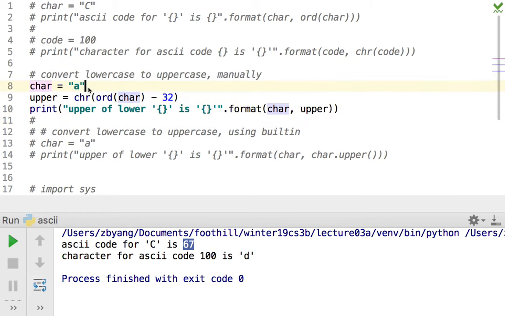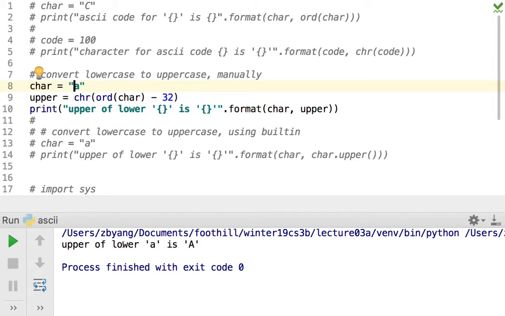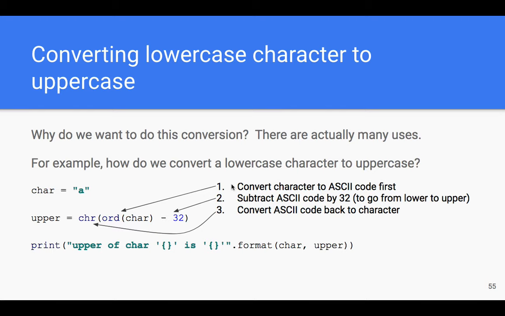Okay, so you run this. I'm trying to convert a lowercase a to the uppercase A, using upper of the lower character. Yeah, small a capitalizes to big A, right? So if you change this to another character, let's say z, that small z gets converted to a capital Z, okay? I hope that makes sense.